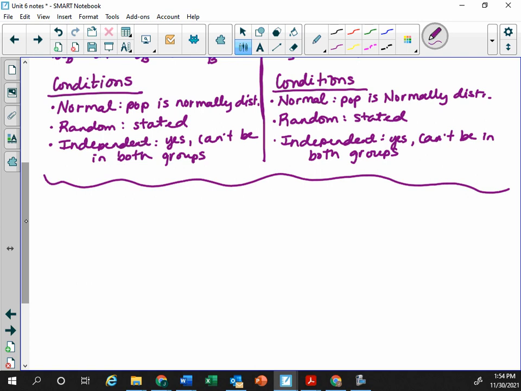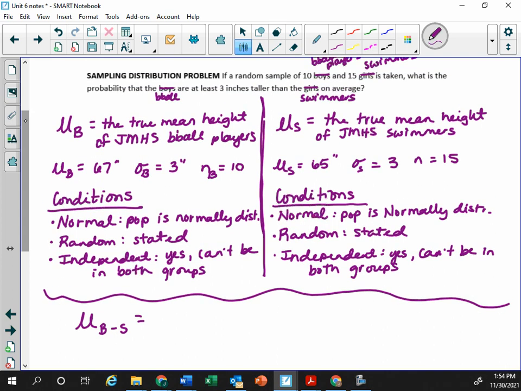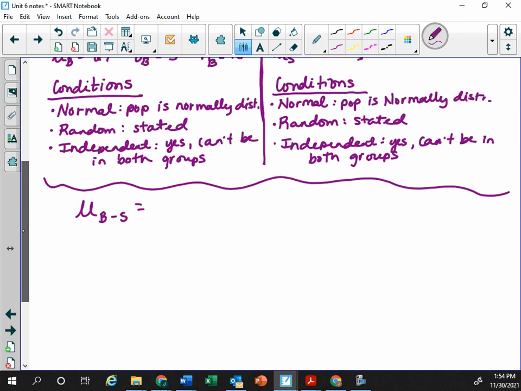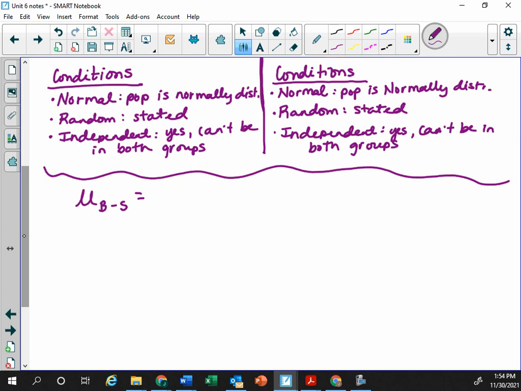All right, so let's look at mu of basketball player heights minus swimmer heights. Okay, because the question asked us, what is the probability that the basketball players are at least 3 inches taller than the swimmers on average? So we're finding the difference in the heights of these two groups. That's why I'm doing mu of basketball minus swimmer. Now, could I do swimmer minus basketball? Yeah, you would just have the opposite sign in your answer. That's all right. You just have to be able to interpret that correctly.